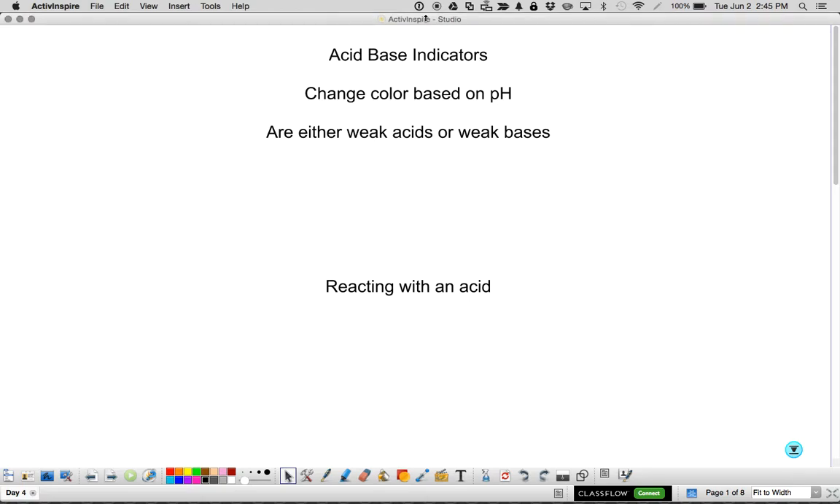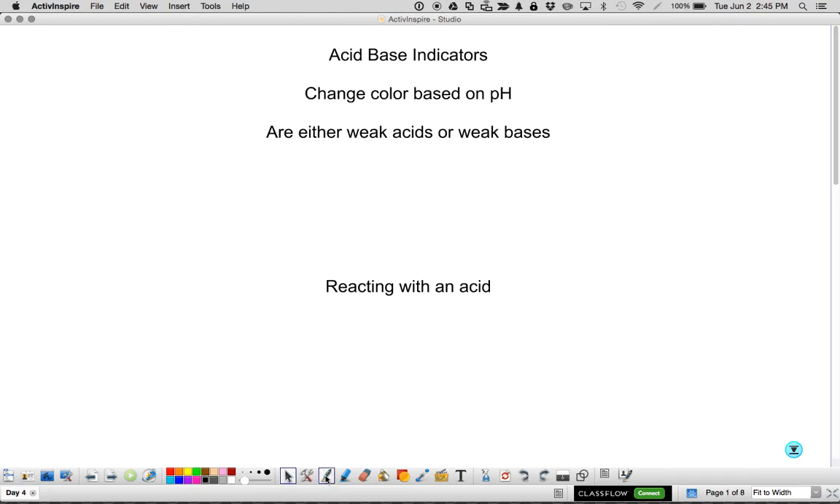Today we're going to be talking about titrations, and the place that I want to start today is by talking about indicators. So acid-base indicators change color based on the pH of the solution that they're in, okay? And these are either weak acids themselves or weak bases themselves.